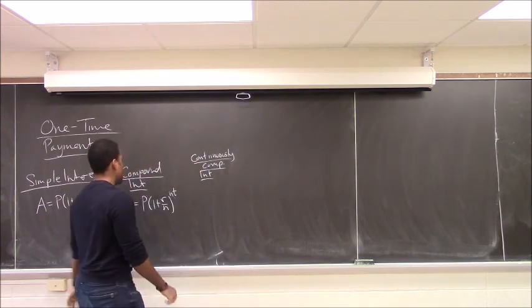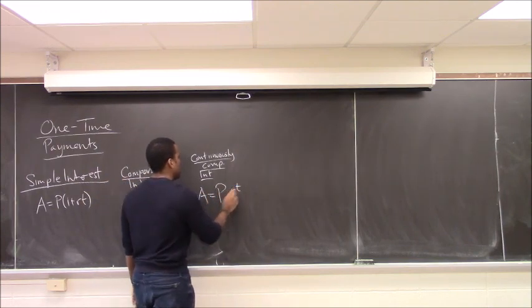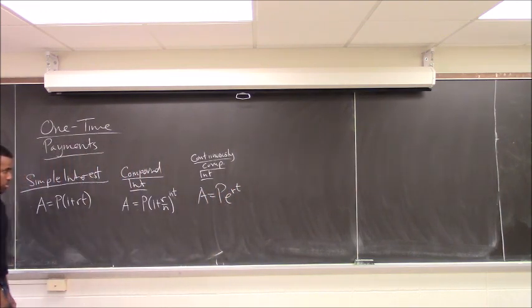And this one was the PERT formula: P e to the r t. e is a number in your calculator. You should make sure you know how to find that. And these are the more straightforward ones.